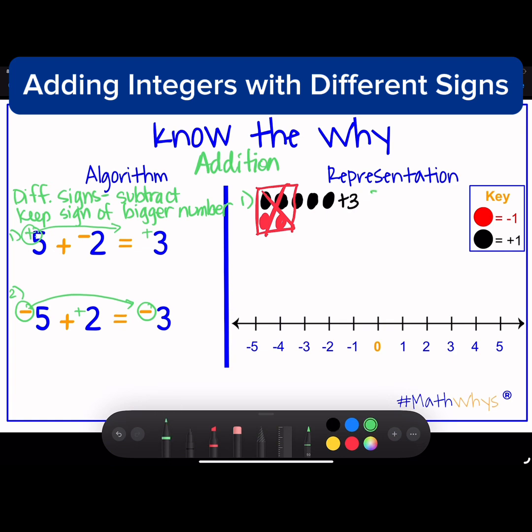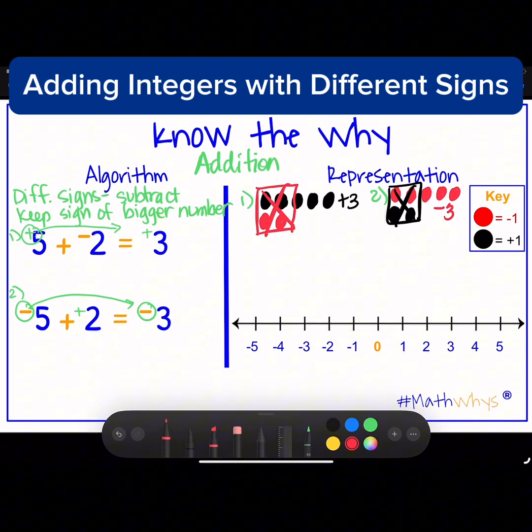And for the second one, we start out with 5 negatives. And to the 5 negatives, we're going to add 2 positives. And we have, again, 2 zero pairs, and we end up with negative 3.